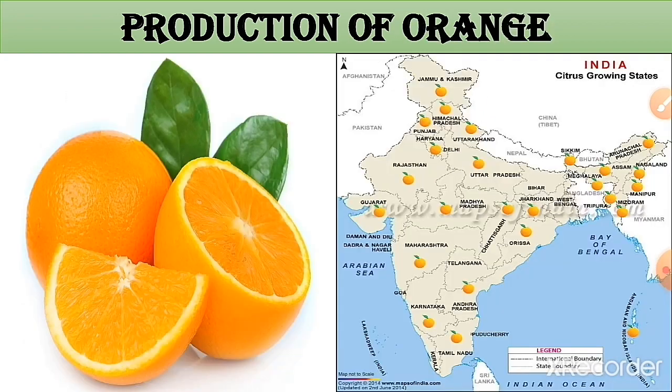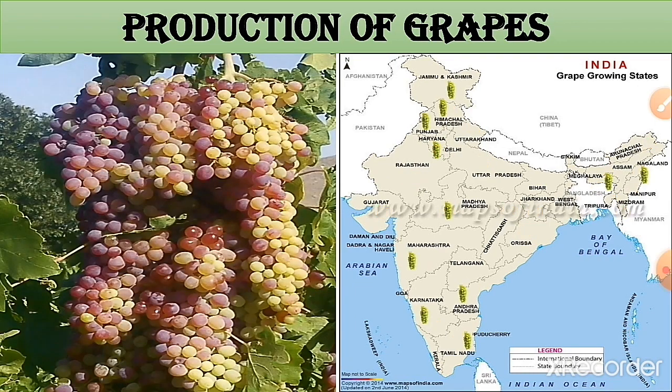Next, cultivation of orange. It is cultivated in Maharashtra, Uttarakhand, Himachal Pradesh, Jammu and Kashmir, Tamil Nadu and Karnataka. Next, grape. It is cultivated mainly in Uttarakhand, Himachal Pradesh, Jammu and Kashmir, Maharashtra, Andhra Pradesh, Tamil Nadu and Karnataka. So India contributes about 13% of the world production of vegetables.